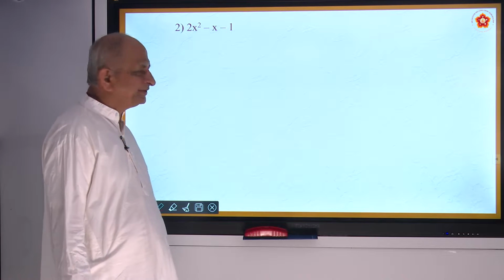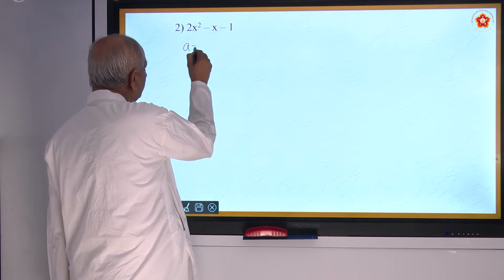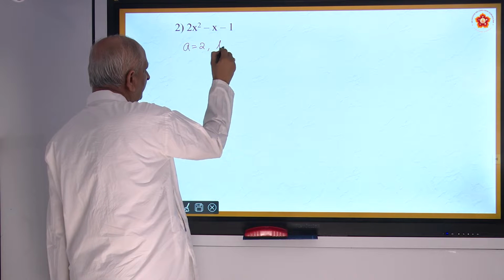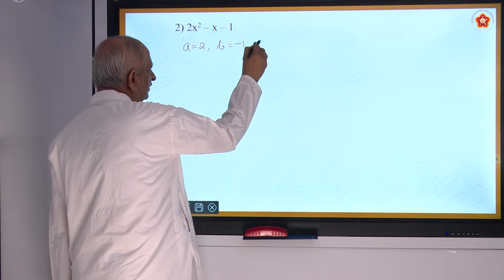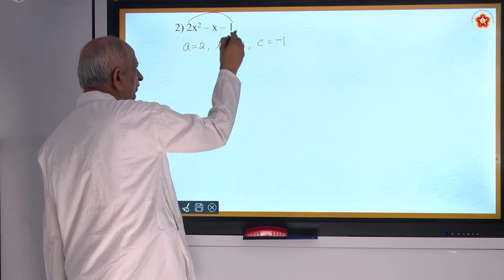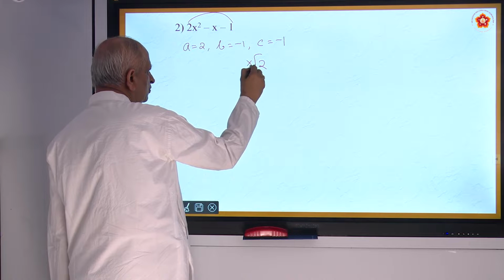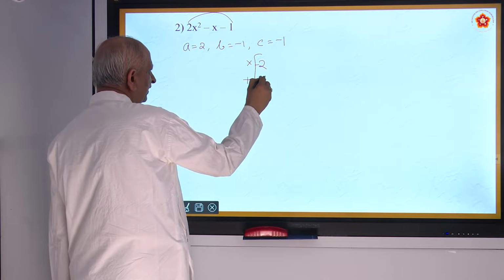2x squared minus x minus 1. Here what is the value of a? a is 2, b is minus 1, c is also minus 1. Product, 2 ones are 2. On multiplication you get minus 2, on addition you get minus 1.